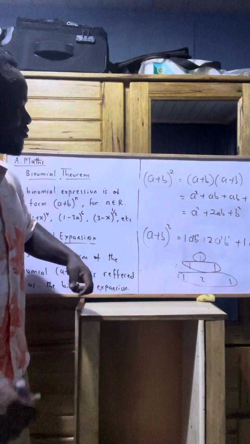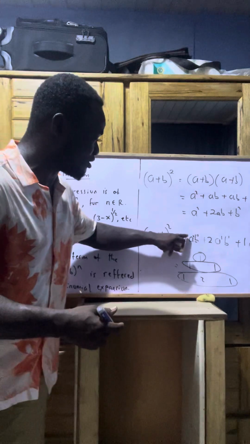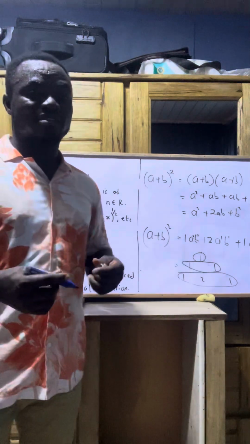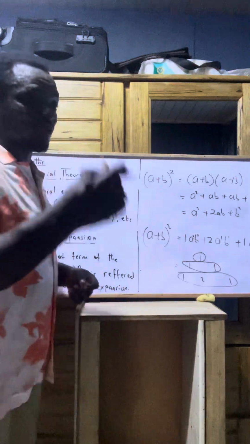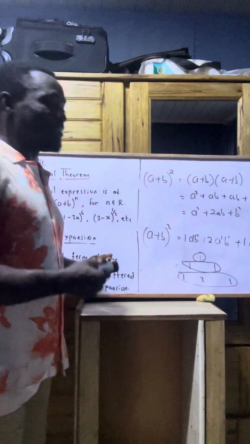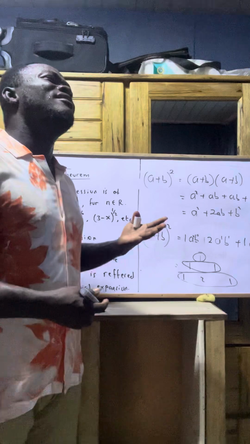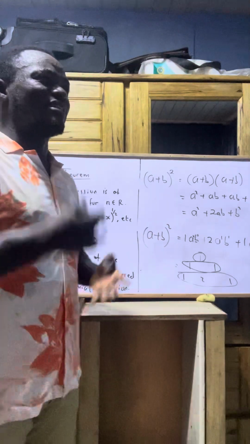But we know that for 1 being a coefficient, it's not necessary, we don't have to write it, because we know that 1 is an identity element under multiplication. Because anything times 1 results in the thing itself. That's why some people ask, why is it that we don't write 1 when it's a coefficient of a variable?